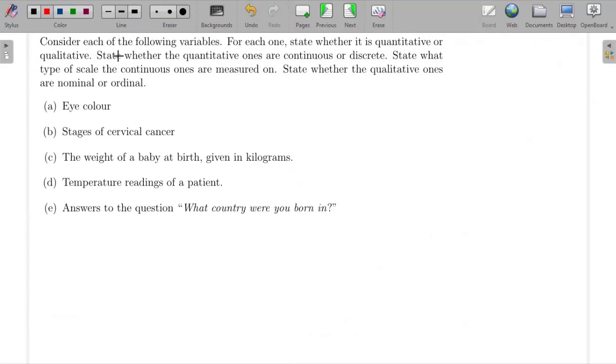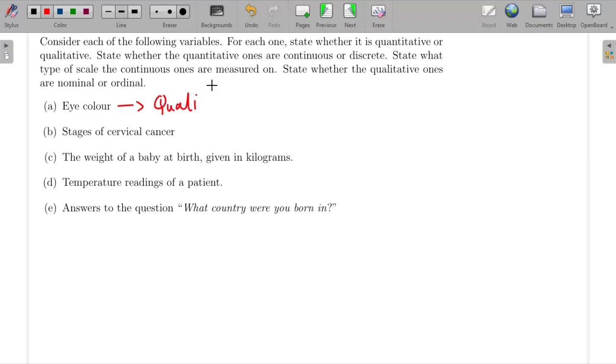Eye color, does it have any numerical order in it? No. So eye color is just qualitative. It will just help us categorize. That one has brown eyes, that one has blue, this one has green, this one has pink. So the eye color is qualitative, so I'll just write quali like this.